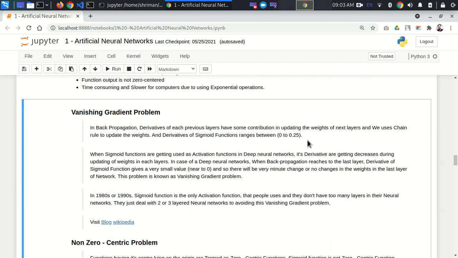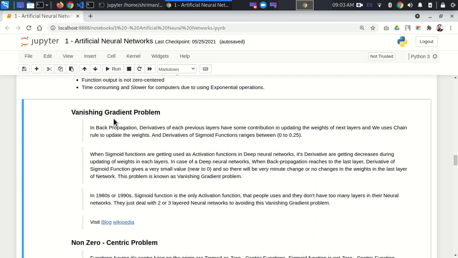And this was a very huge problem of vanishing gradient, because whatever you are going to learn using back propagation, you will not be able to learn anything when you have too many layers. So when sigmoid functions are used as activation functions in deep neural networks, its derivatives keep decreasing during updating of weights in each layer. In a deep neural network, when back propagation reaches the last layer, the derivative of the sigmoid function gives a very small value near 0, so there will be a very minute change or no change in the weights in the last layer of the network. This problem is known as the vanishing gradient problem, and this is a very big major problem, guys, in terms of back propagation.